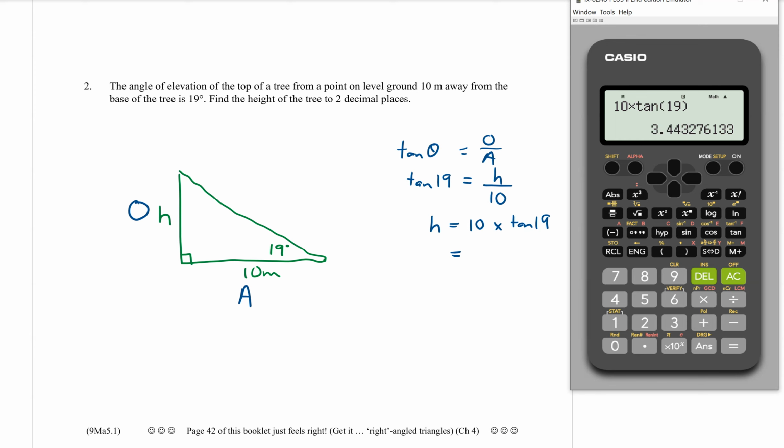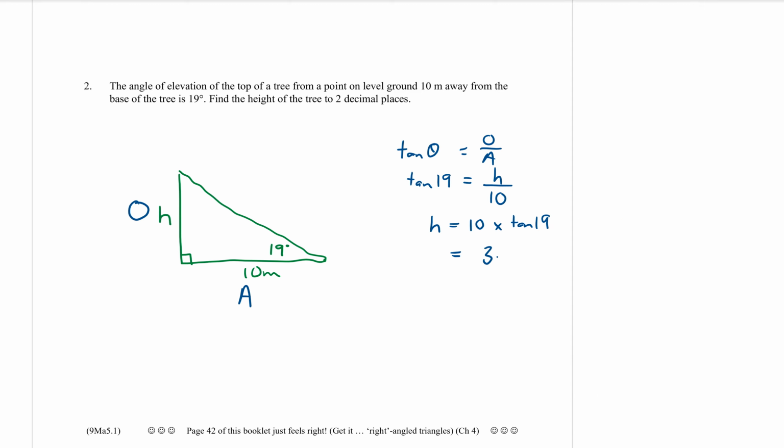So it's said to 2 decimal places. So 4, there's the 2 that I want. The 3 after that will round down. So 3.44. Okay, so my tree is 3.44 meters. So I put an M there. It's meters tall.